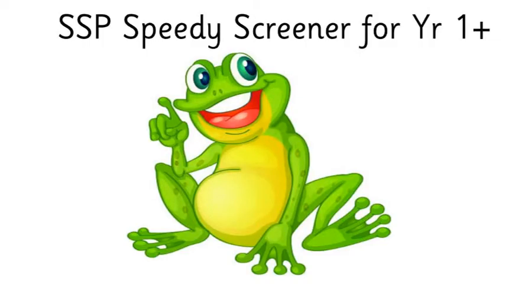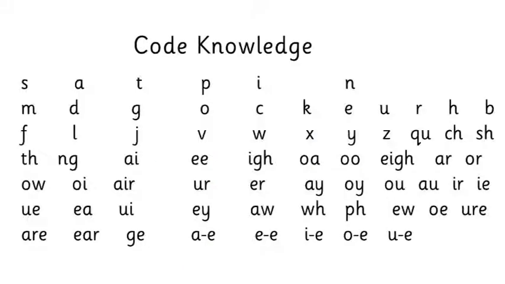Your SSP Speedy Screener, this is for year 1 and above. There's a separate one for preps. It's a different ball game for preps, but let's say that we've got year 1s and above, any age level. We're looking at their code recognition. It says code knowledge here. Really, it's just the recognition.